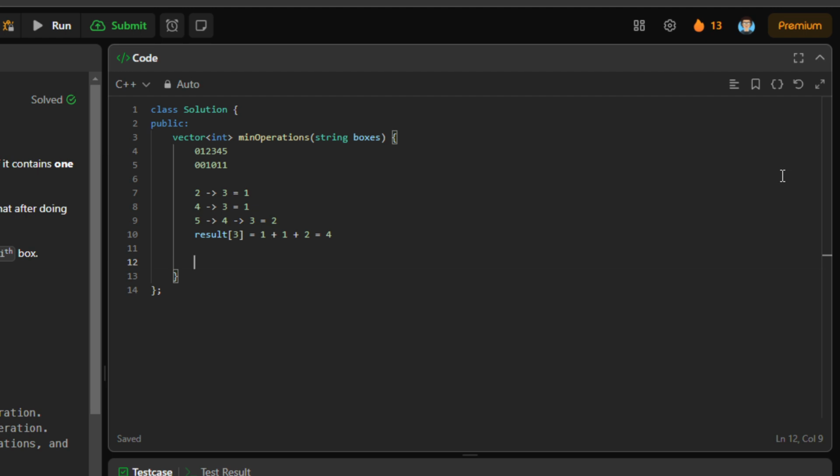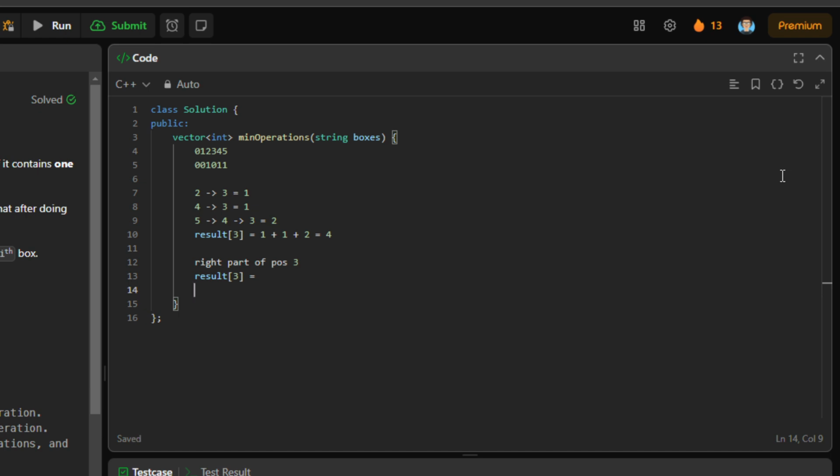So suppose I want to move from the right part of position 3. What's the right part? Indices 4, indices 5 and all those. So from this part we want to move all the balls to position 3. How are we going to do that? This is what we need to calculate, but from the right part only. We are moving the balls from the right part only, not the left part.